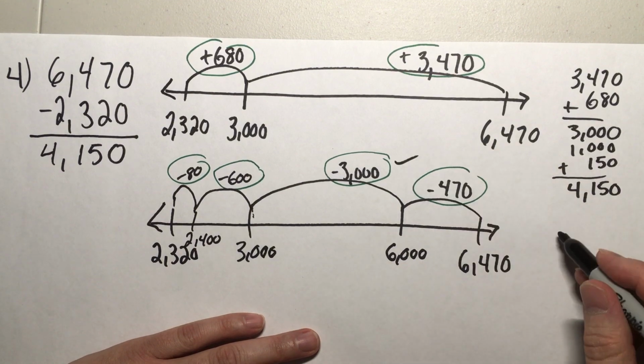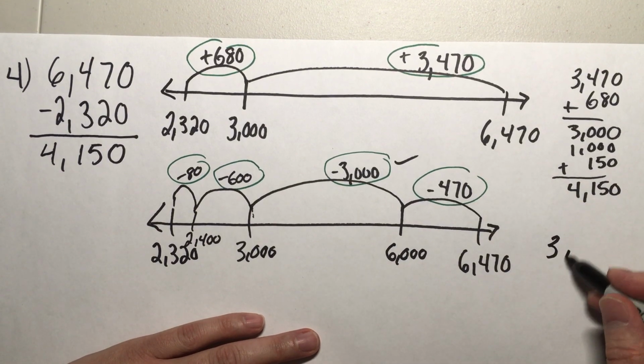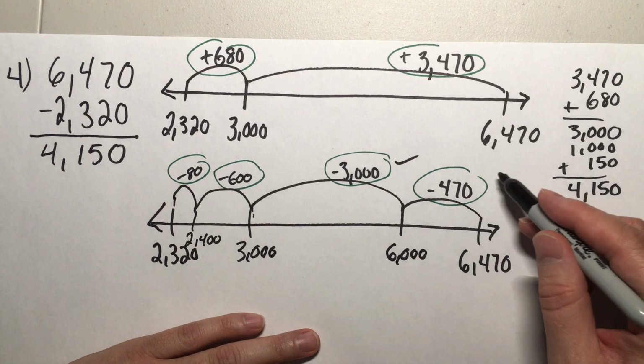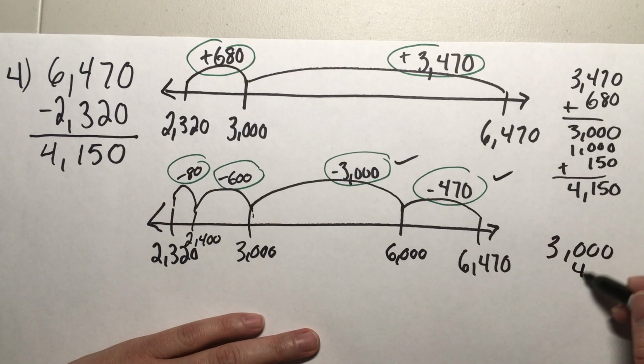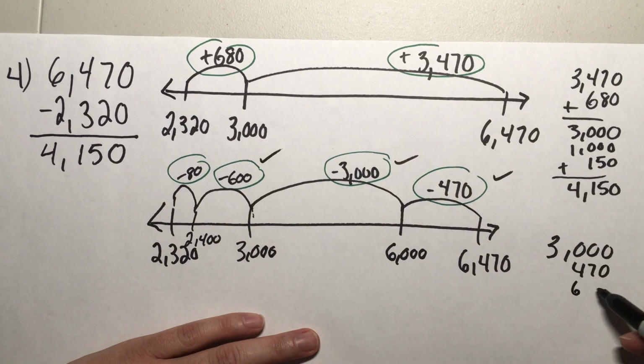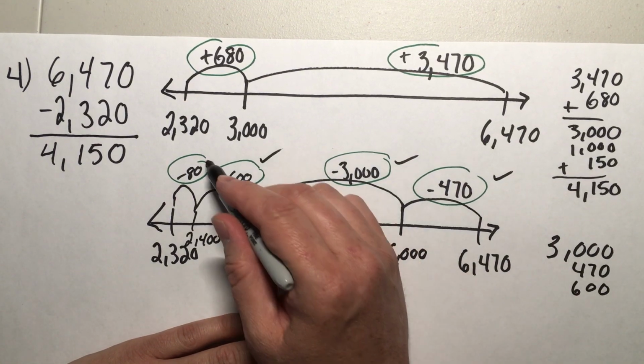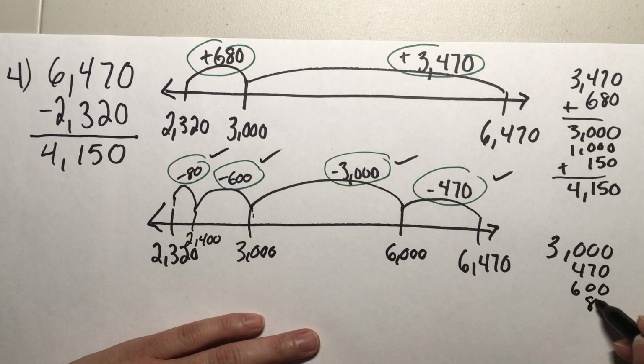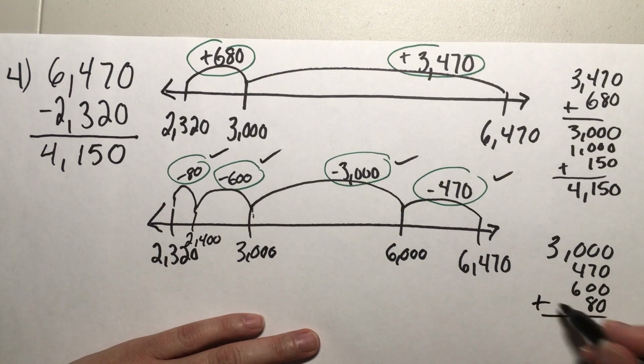I'm going to take this 3,000 here, because it's the biggest number. It's easier for me to add that way. 470. Oops, 600.